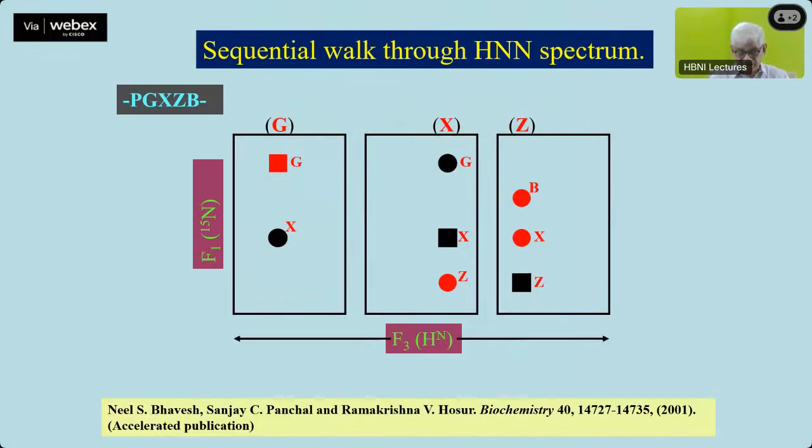This is shown here explicitly, writing only the F1, F3 planes, the same sequence, only the F1, F3 plane is indicated. F2, F3 planes are assumed because we already determined the amide proton chemical shift, we have already seen how to get it. Therefore, you can simply draw planes in this manner, G to X, X, Z to B. Okay, so all these peaks are present at the right place. So this is a sequential walk through the HNN spectrum.